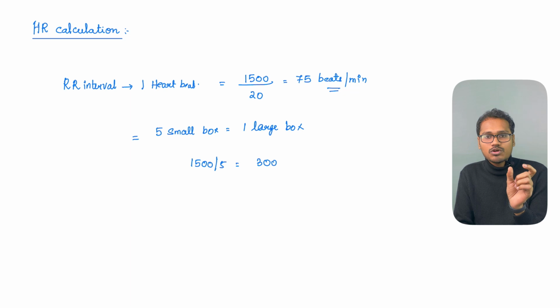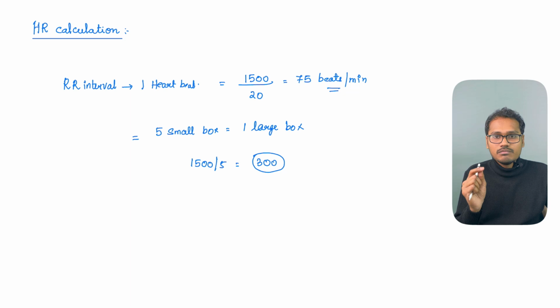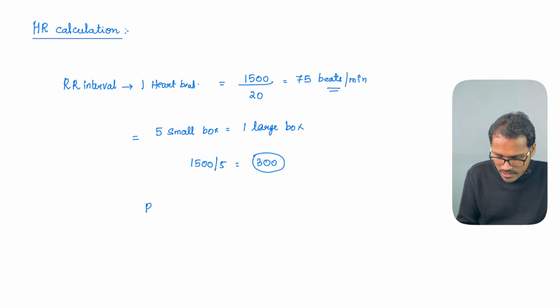Because 5 smaller boxes will make one larger box. So if I'm converting the number of small boxes into large boxes, instead of 1500, it is going to be 300 large boxes which have moved in that 1 minute duration. So the formula can be RR interval, that is also 1 heartbeat.